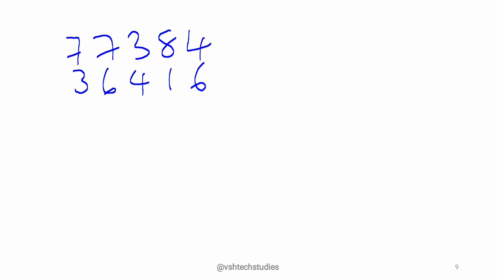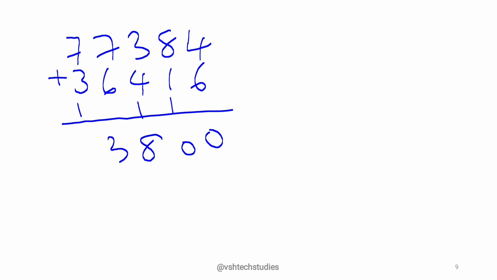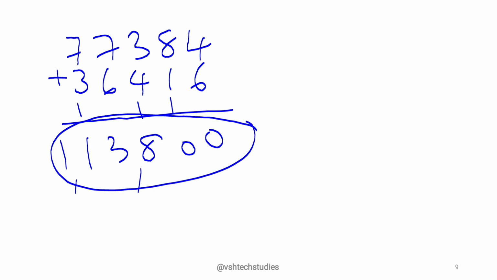Now 100%, or total amount of money that Rani had, means this amount and this amount we have to add. So adding both: 4 plus 6 is 10, 8 plus 2 is 10, 4 plus 3 is 7 plus 1 is 8, 7 plus 6 is 13, 7 plus 4 is 11. So Rani had 1,13,800 rupees. So this is the answer.